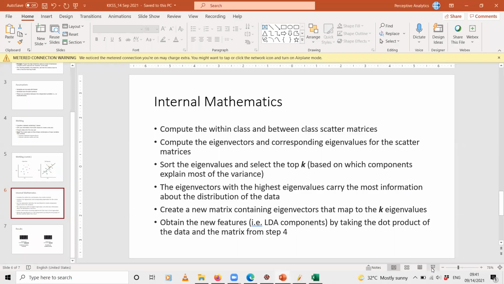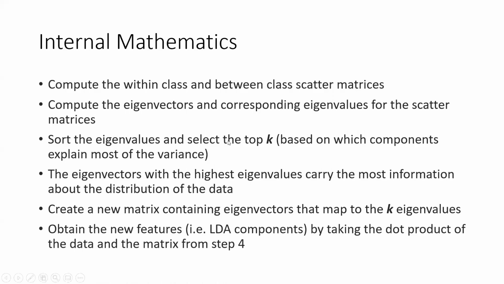Yeah, so we select the top k eigenvalues. The reason for doing that is those top eigenvalues carry the most information about the distribution of the data. Okay, and then again we create a new matrix containing the eigenvectors corresponding to these k eigenvalues, and then we perform a dot product, which is then given as the input to the predictive model. So this is how the mathematics works.